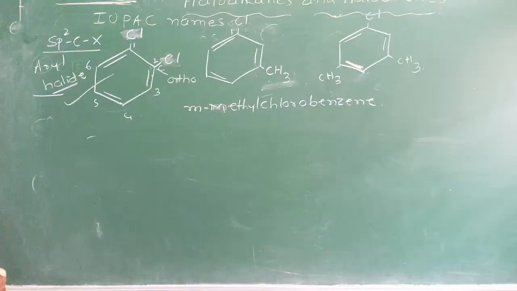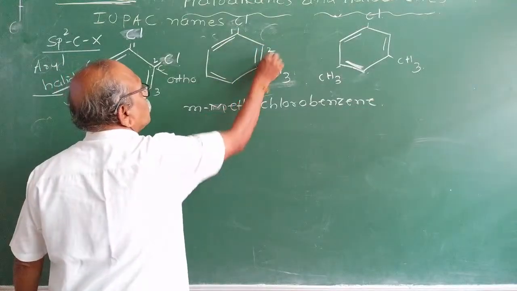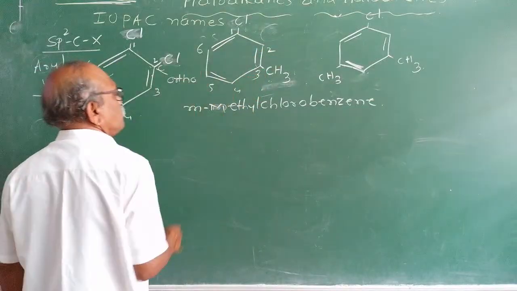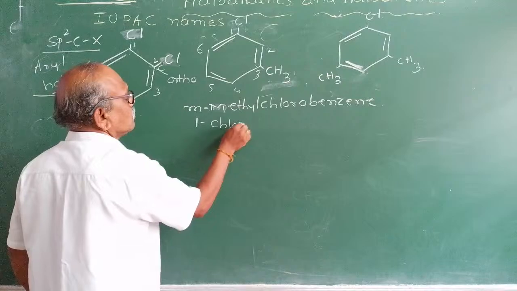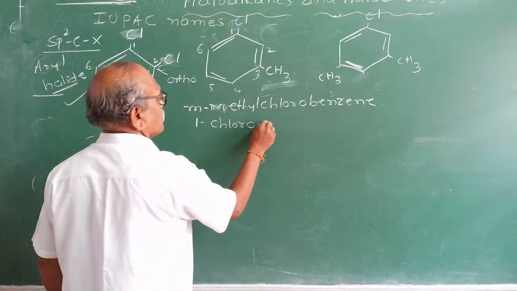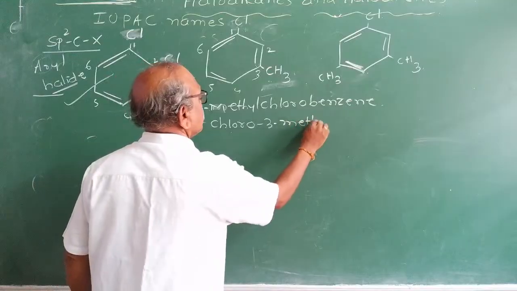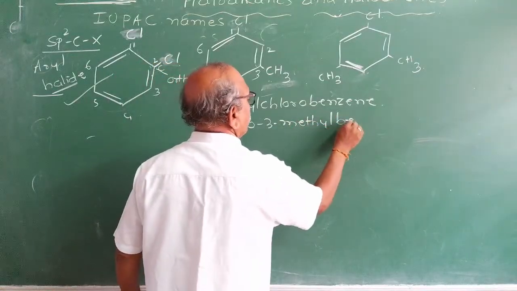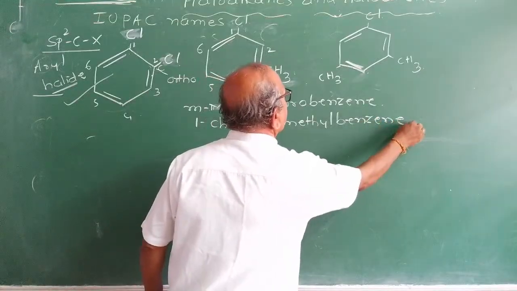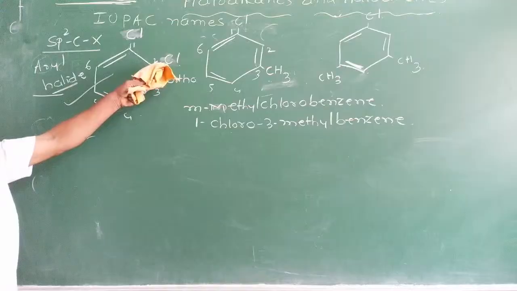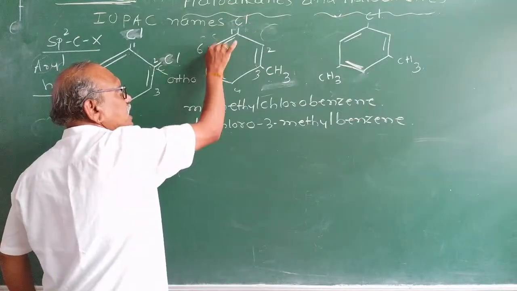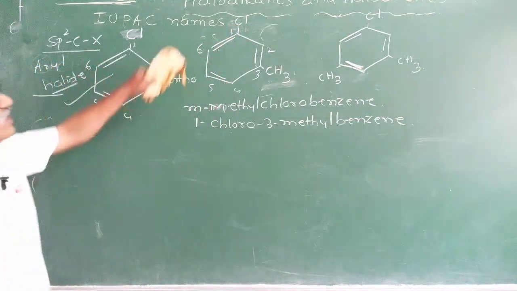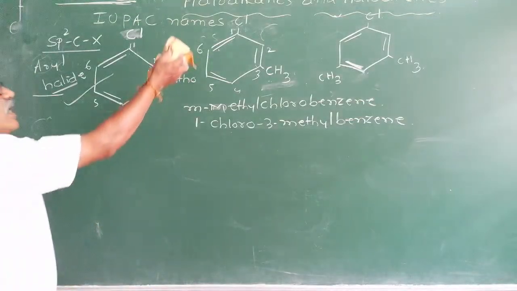Write the IUPAC name of it. One chloro, 1, 2, 3, 4, 5, 6. They should be named as benzene derivatives. One chloro, 3 methyl benzene. Will it belong to aryl halide or benzyl halide? Aryl. Why is it aryl? The halogen atom should be directly linked to the benzene ring containing what? Double bond. If it is directly linked, you have to call it the aryl halide family.